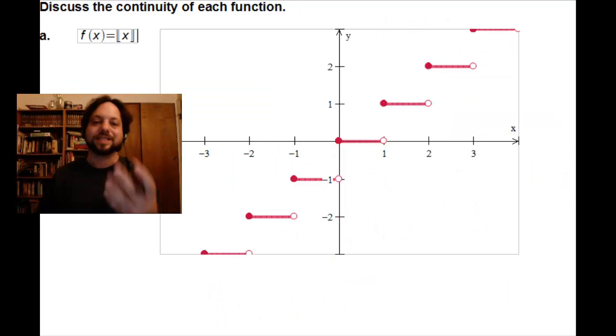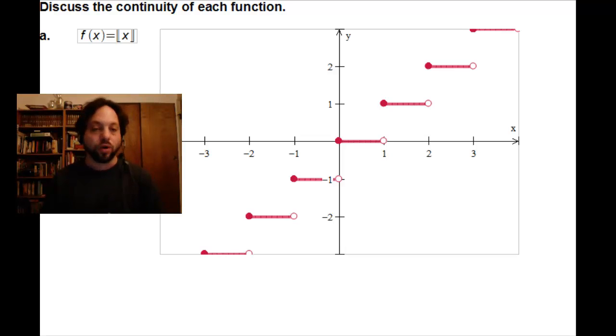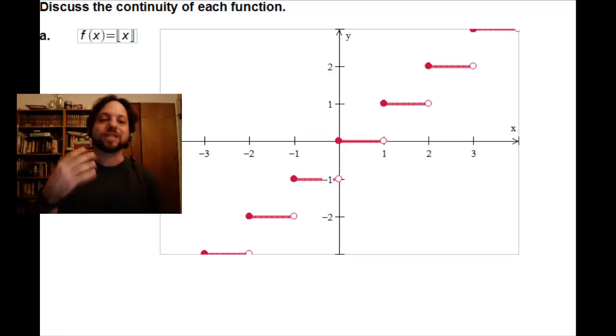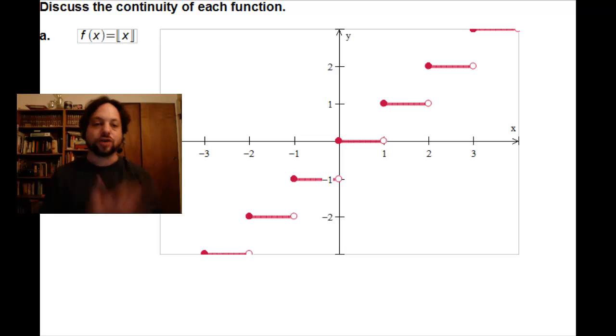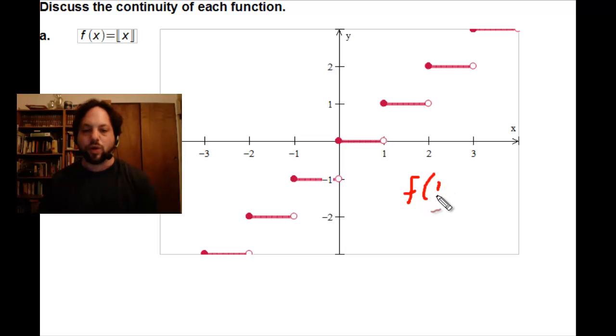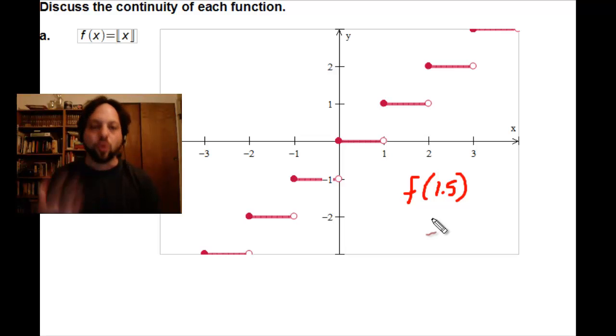Example A is an example involving a step function, which hopefully you recall from pre-calculus. This particular step function we can actually call the floor or greatest integer function. It takes the value x and evaluates what is the greatest integer that is less than or equal to x, and that becomes the function's evaluation. I've also given you the graph right here so that you can take a look at this graph and see how everything works out. As a quick example, look at, let's say, f of 1.5. Well, what is the greatest integer that is less than or equal to 1.5?